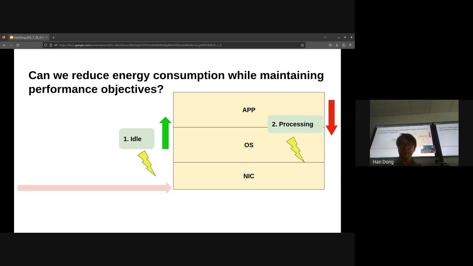If there are any questions, let me know. The goal here is, can we idle longer, and can we slow the CPU processing?